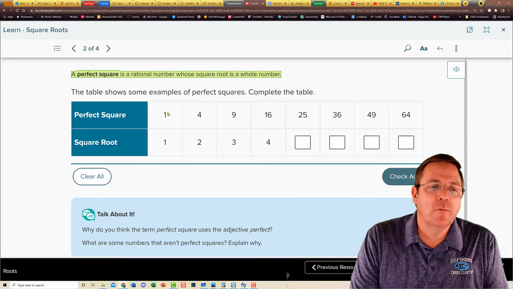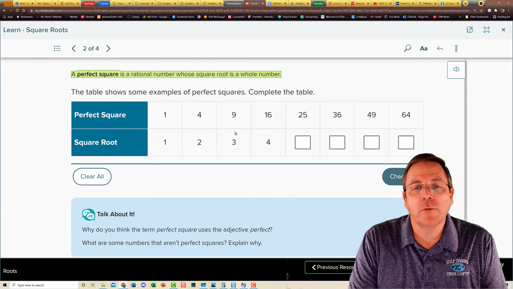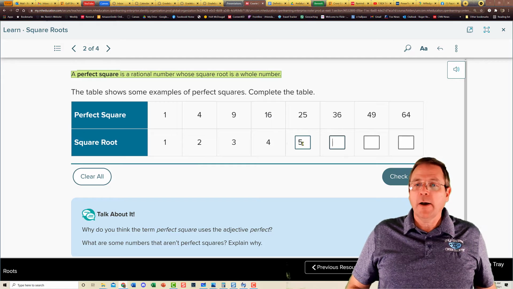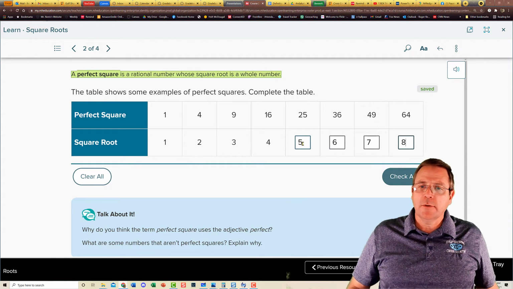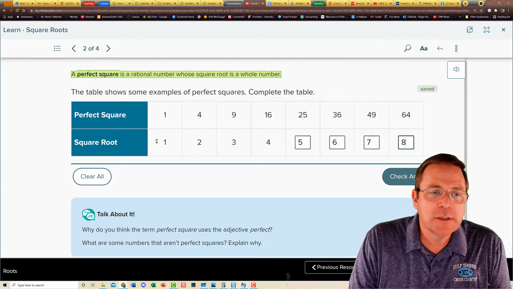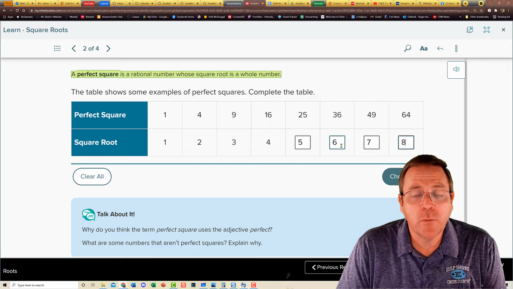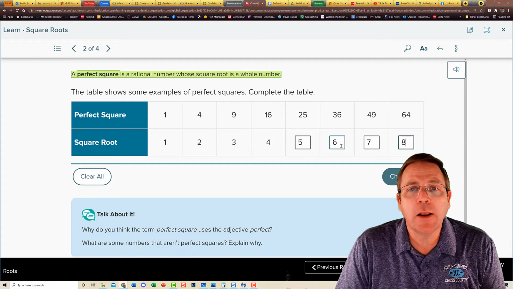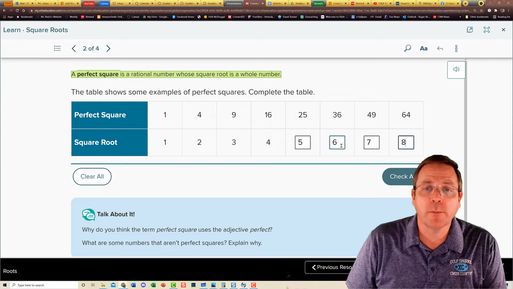So the square root of 1 is 1, the square root of 4 is 2, the square root of 9 is 3, 16 is 4, 25 is 5, 36 is 6, 49 is 7, and 64 is 8, making each of these numbers in the bottom the square root. And these are also perfect squares because every one of them is a whole number. So if the square root is a whole number, it becomes a perfect square.